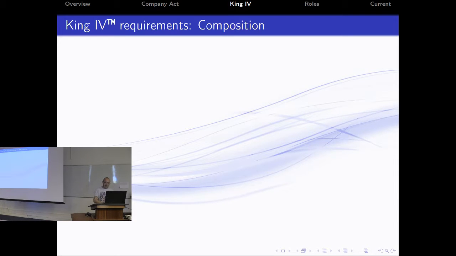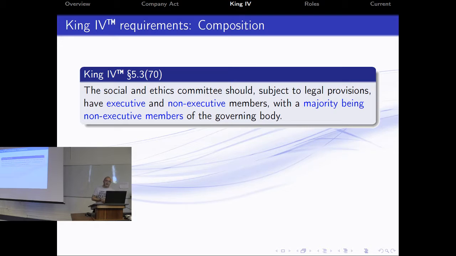Who will make up the committee? What King 4 says, remember before, the legal requirement is that it must be one or more non-executive members. It says it should have executive and non-executive members, with the majority being non-executive members. So we want an independent oversight on what we as a committee are doing in terms of our broader social responsibility.